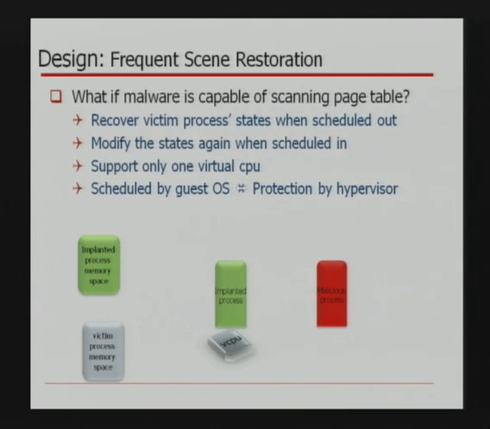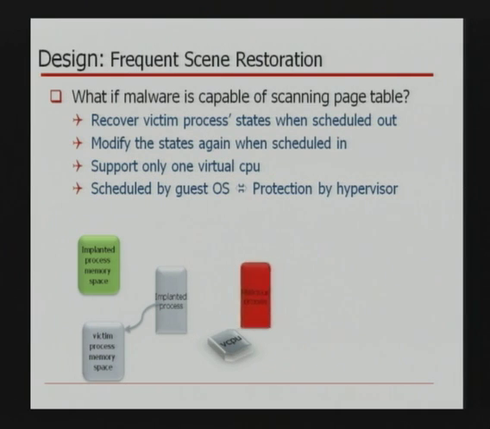The implanted process previously points to the implanted process memory space, and then it is scheduled out by the virtual CPU. Then we change the mapping and point it to the victim process memory space. At that time, the malicious process has been scheduled in, and it wants to scan the page table of the implanted process, and it can only find that it points to the victim process memory space. So the implanted process memory space cannot be detected by the malicious process.